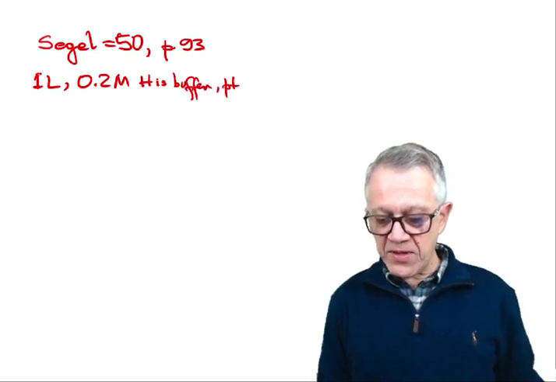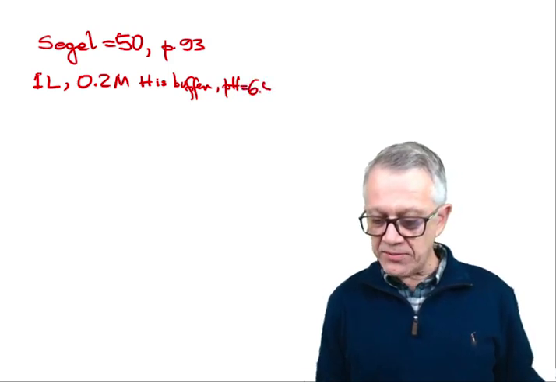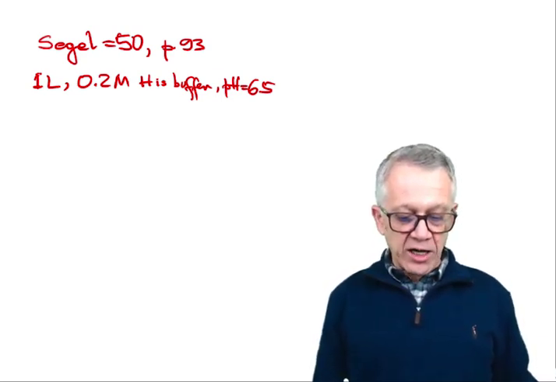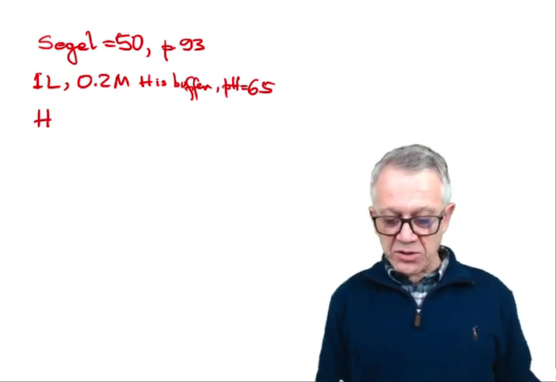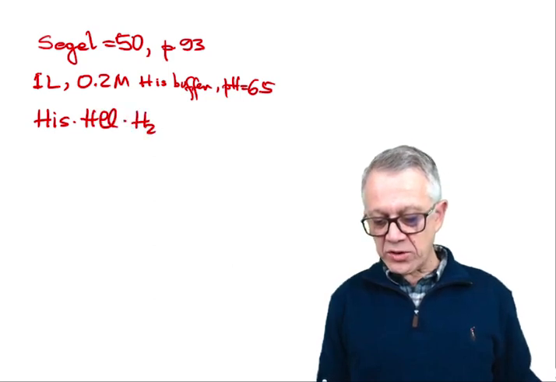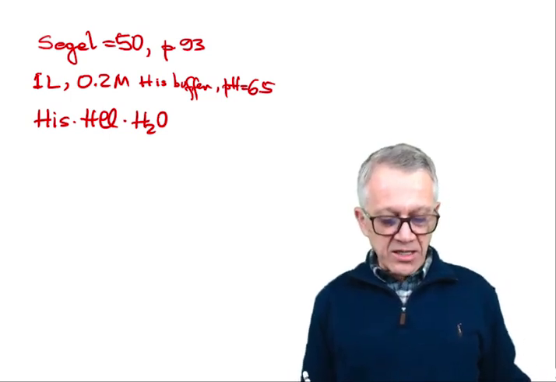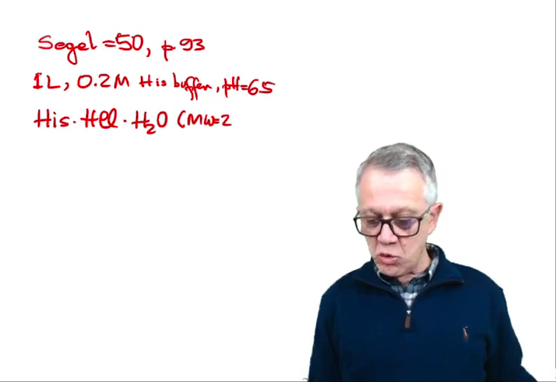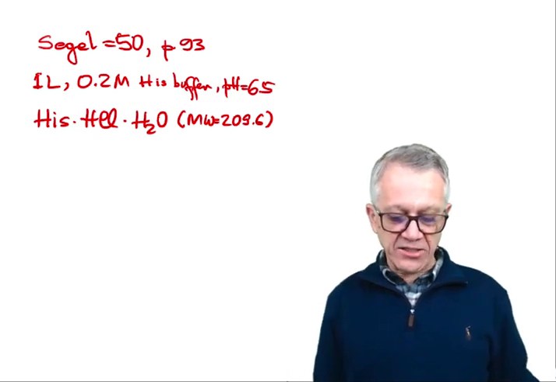and also with the pH equals 6.5. Then it tells us that we have to start from a solid histidine hydrochloride monohydrate. So that's the material available to us as a source of histidine. And it tells us that the molecular weight for the salt is 209.6, which is information that we don't need, but it's nice that it's provided.